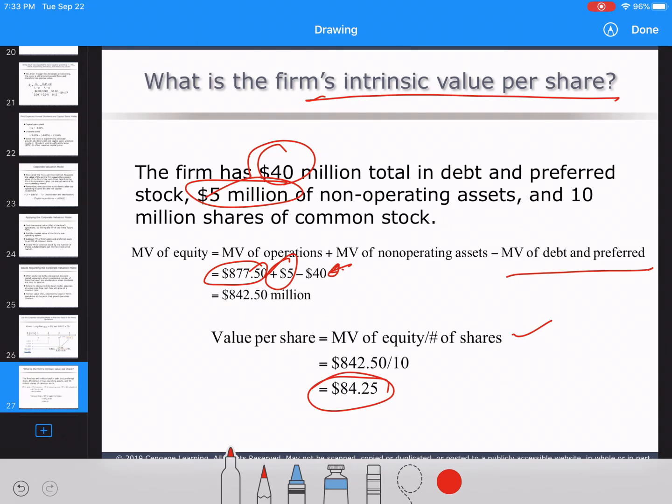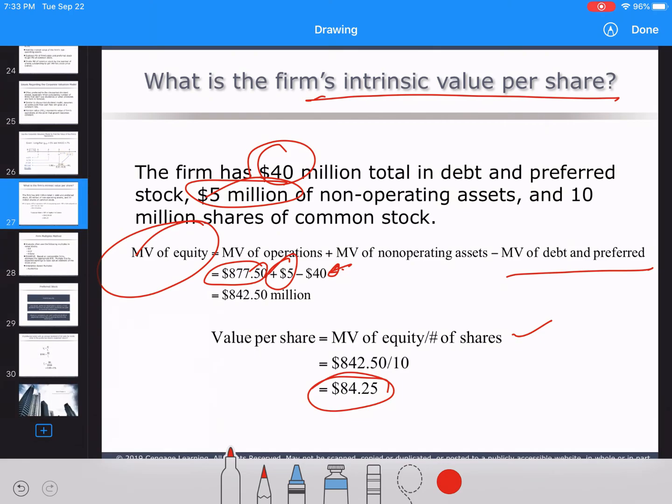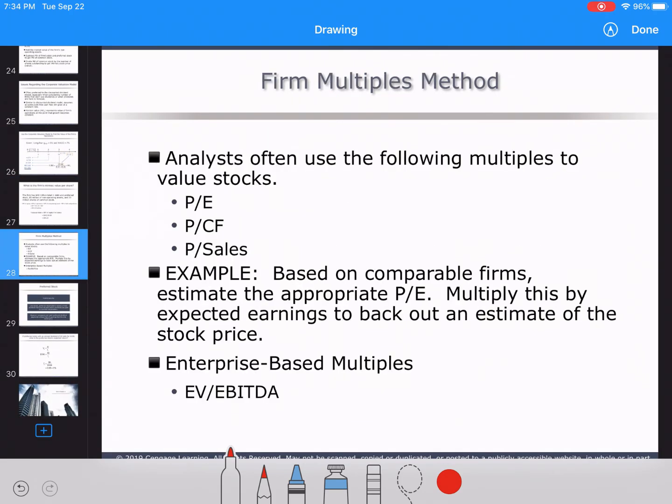So there are two ways that you can get a stock price. One is the direct dividend discount model, and the other one is the free cash flow model. In the free cash flow model, you get the market value of equity, and after you find it, you divide that by the number of shares outstanding. The other method is the multiples method, and these are the multiples we are going to use, and that will give you some comparables.